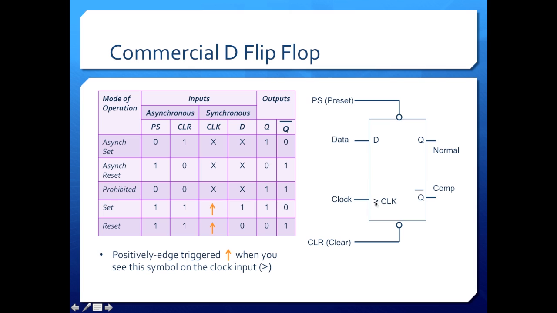You also notice one other thing here. The clock has this little triangle here. That means that it is a positively edge-triggered flip-flop. So whenever you see that symbol, you'll know that it's positively edge-triggered. The negatively edge-triggered has the same little symbol there, except it has an inverter right here, which I'm sort of magically drawing here with my mouse.